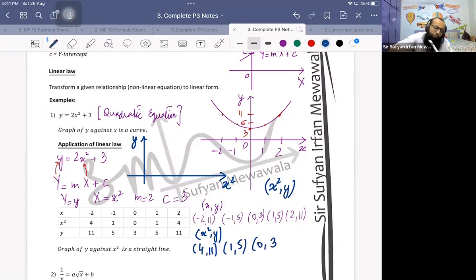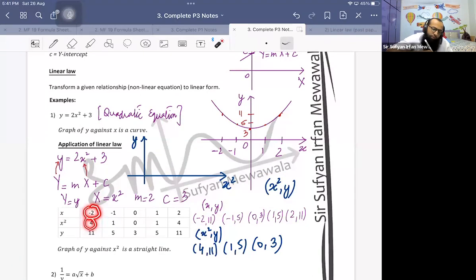Now if we check out, squaring negative 2 will give us 4. Squaring negative 1 will give us 1. Squaring 0 will give us 0. Squaring 1 will give us 1. Squaring 2 will give us 4. So 4, 11, 1, 5, 0, 3. And then repeat. This 1, 5 is same as this 1, 5. This 4, 11 is same as this 4, 11. So they are same. So 4, 11, 1, 5, and 0, 3 are the three coordinates that we need to plot.